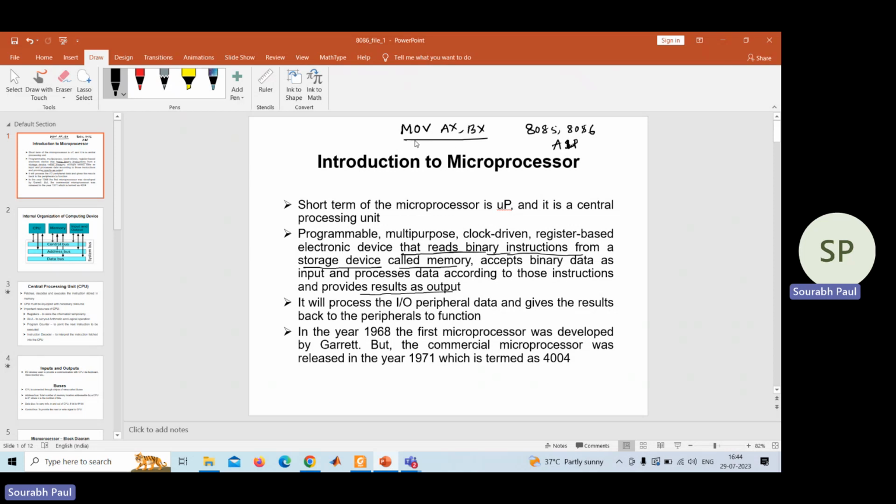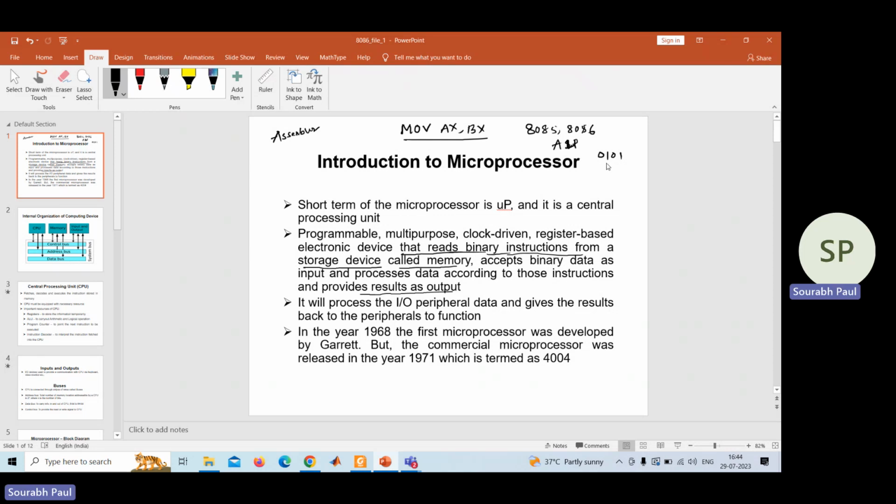But the computer won't understand this assembly language program. So some assembler will be there, which will convert this assembly language program to machine language program. Machine language program means what? Machine language code, not programs actually. So machine language code is what? The combination of zeros and ones. So this is binary data, okay?